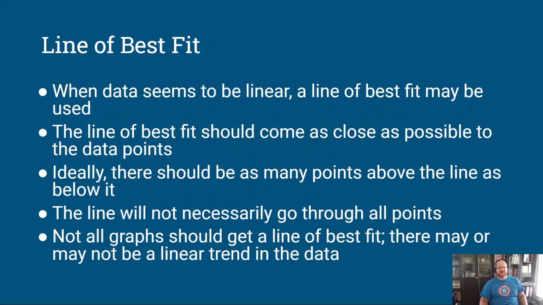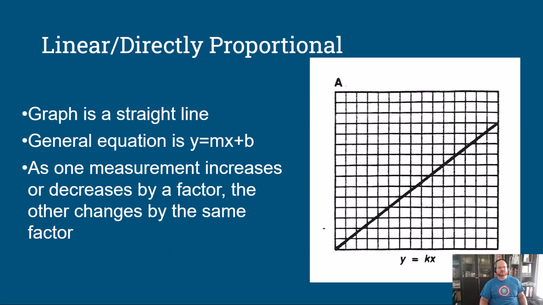Usually when data seems linear, a line of best fit can be used. It should be pretty close to going through all of those points. You might have a few above or below in equal spacing. Then we can create an equation from that trend line and use that as a predictive tool. Here is a linear or directly proportional relationship. We have a straight line where the equation of that line is y equals mx plus b. As one measurement is increasing or decreasing by a factor, the other will change by the same factor.